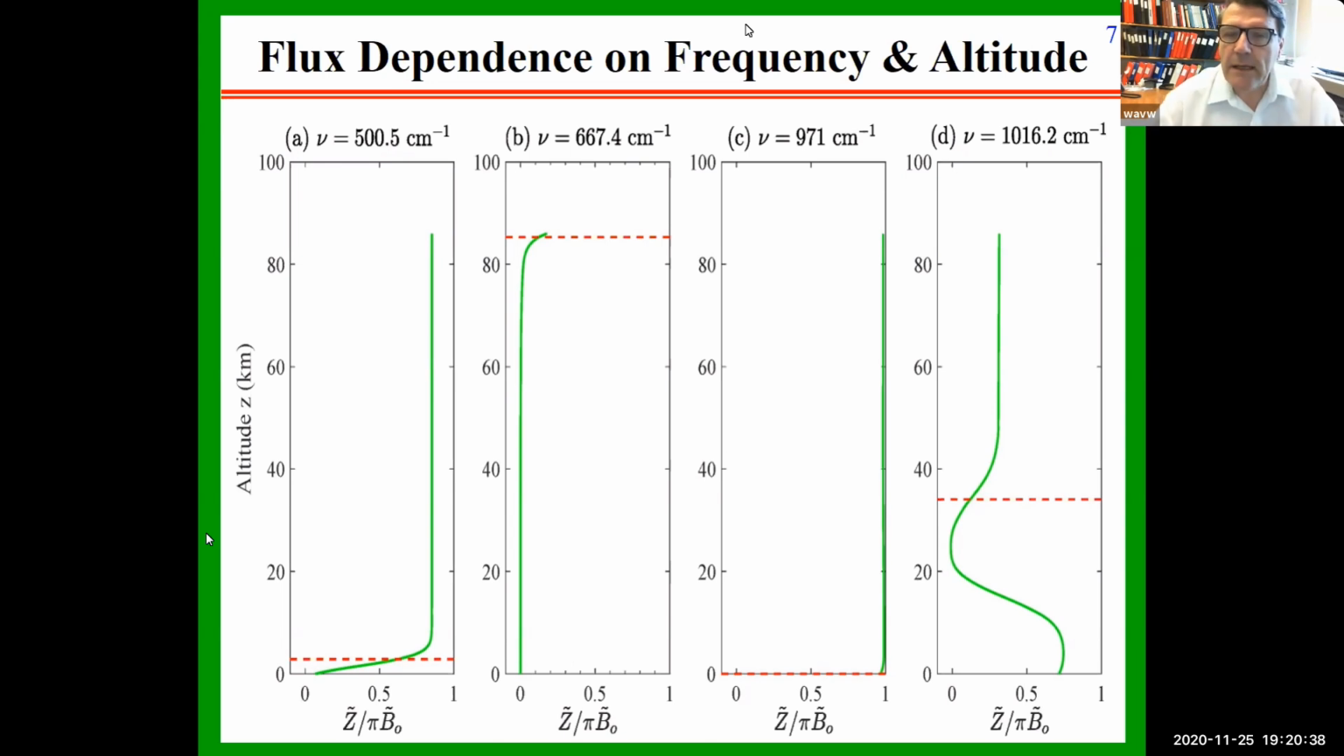Finally, in part D, we consider a frequency of 1,016 wave numbers. This is where ozone absorbs strongly. And sure enough, if you look at the upwards heat or flux, it goes down when you enter that ozone layer at about 35 kilometers, and then only increases when you go higher.